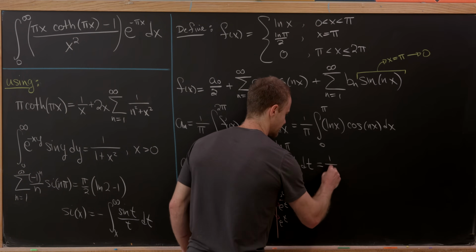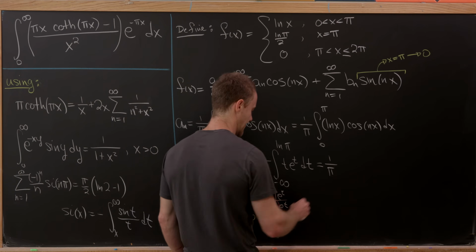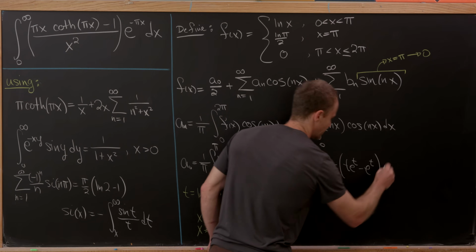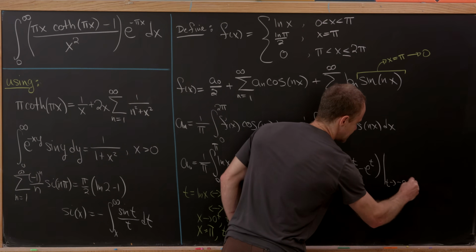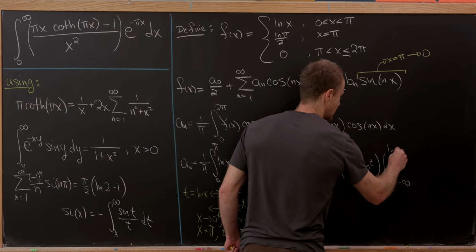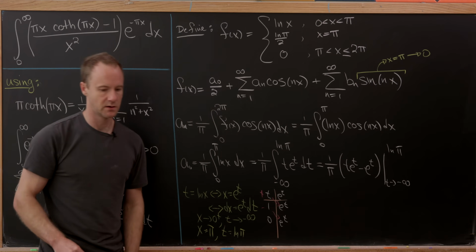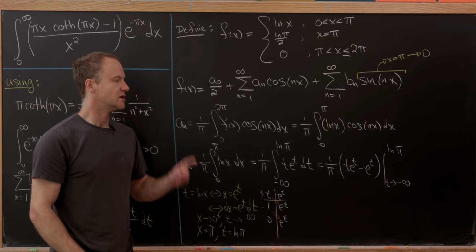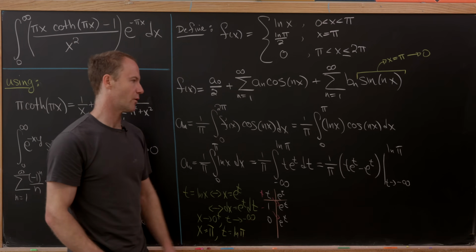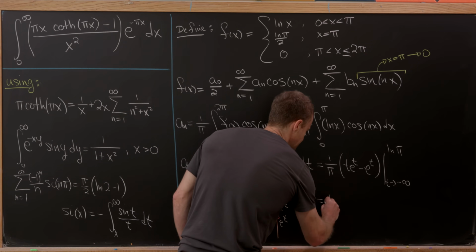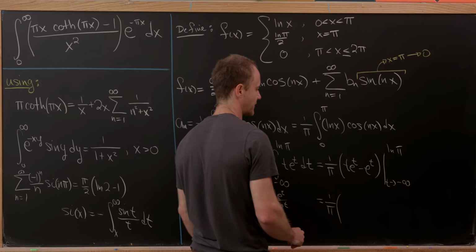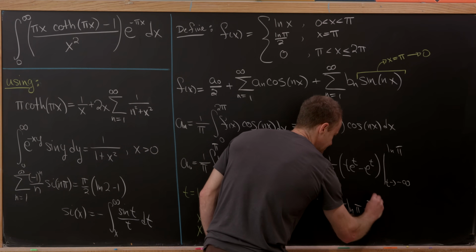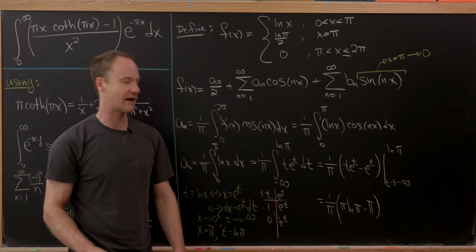the following antiderivative. So we have 1 over pi, and then we'll have t e to the t minus e to the t, and we need to evaluate that as t goes to minus infinity up to the natural log of pi. But let's notice as t goes to minus infinity, both of those terms will cancel. So all we really need to worry about is what happens for natural log of pi. So that should give us 1 over pi, which is out front. And then here we'll have pi natural log of pi minus pi. So we've got something like that after plugging everything in.